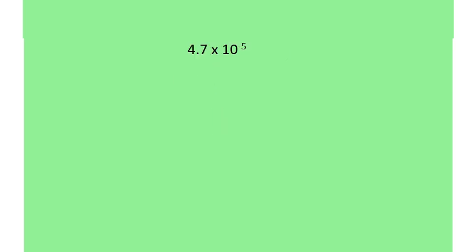Let's try one with a negative power. I have 4.7 times 10 to the -5th power. So I write down my 4.7. And because the 10 is to a negative power, I know that my number is going to be a decimal. So to create a decimal, I'm going to move my decimal point to the left, and I'm going to move it 5 spaces. 1, 2, 3, 4, 5. I'm going to put it here.